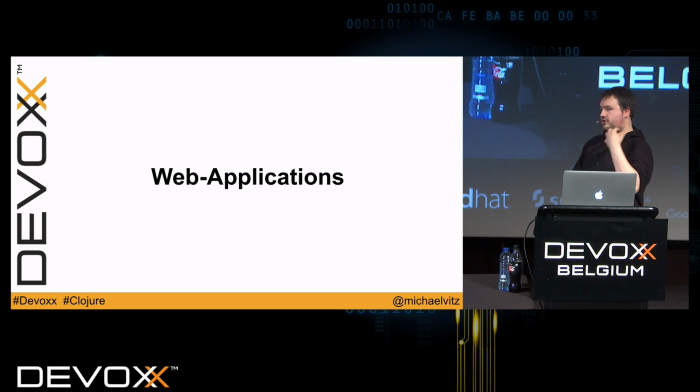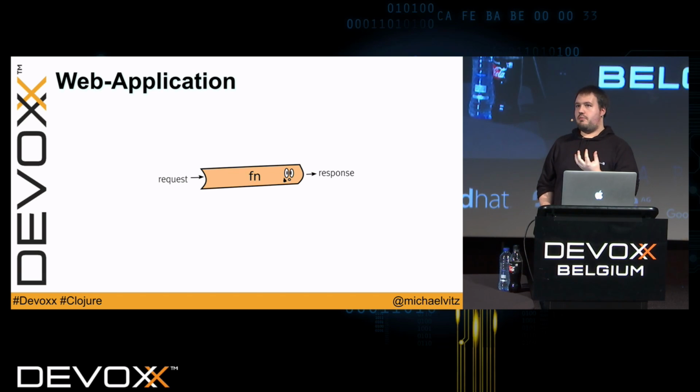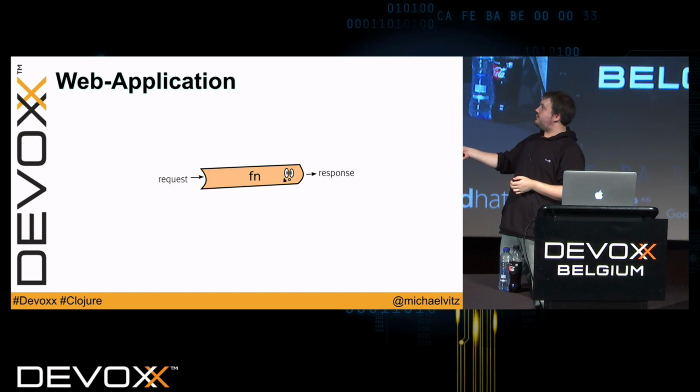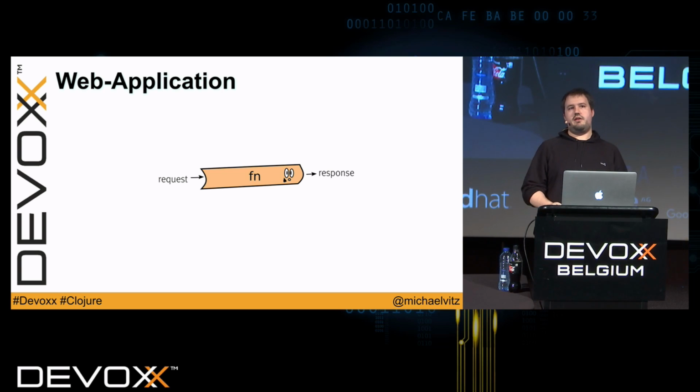So, Clojure explained. Now to the fun thing, web applications. If we think of a web application, it's basically like this. There's an HTTP request, some magic, and finally a response which comes back. And this is just a function, basically. A function with one input argument which produces an output. And this is why it fits Clojure perfectly. Because it's a functional language, it's very easy to express these functions.